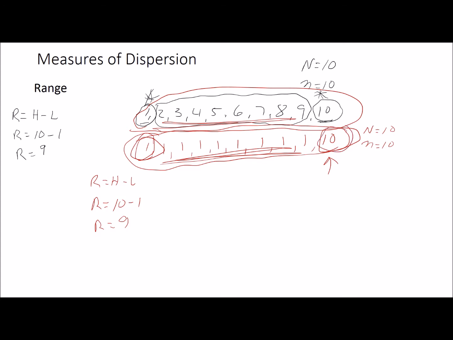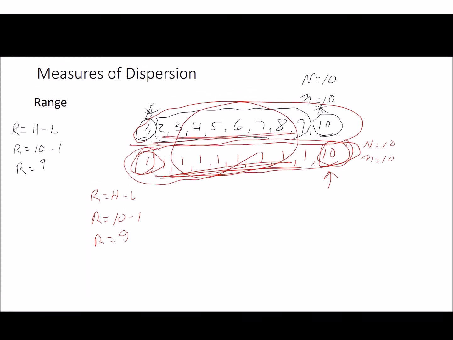So how do we take a look at a different way to do a range that would factor in these middle values? What type of range does not ignore the middle values? Well, for that, we're going to need the interquartile range. And this type of range doesn't ignore middle values.